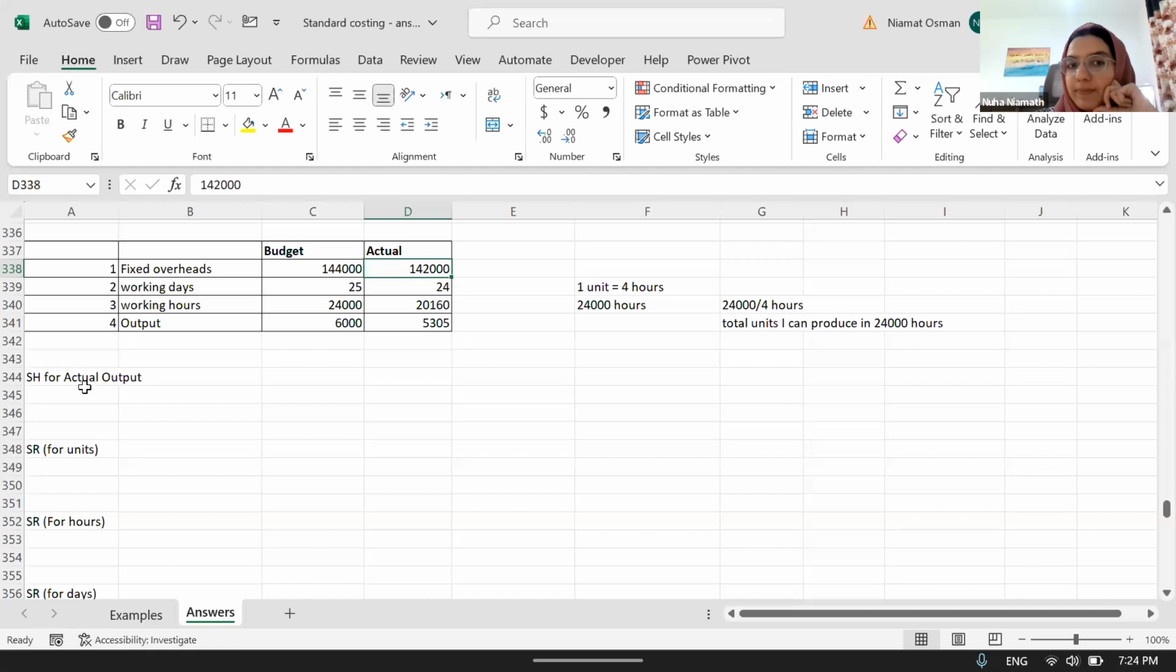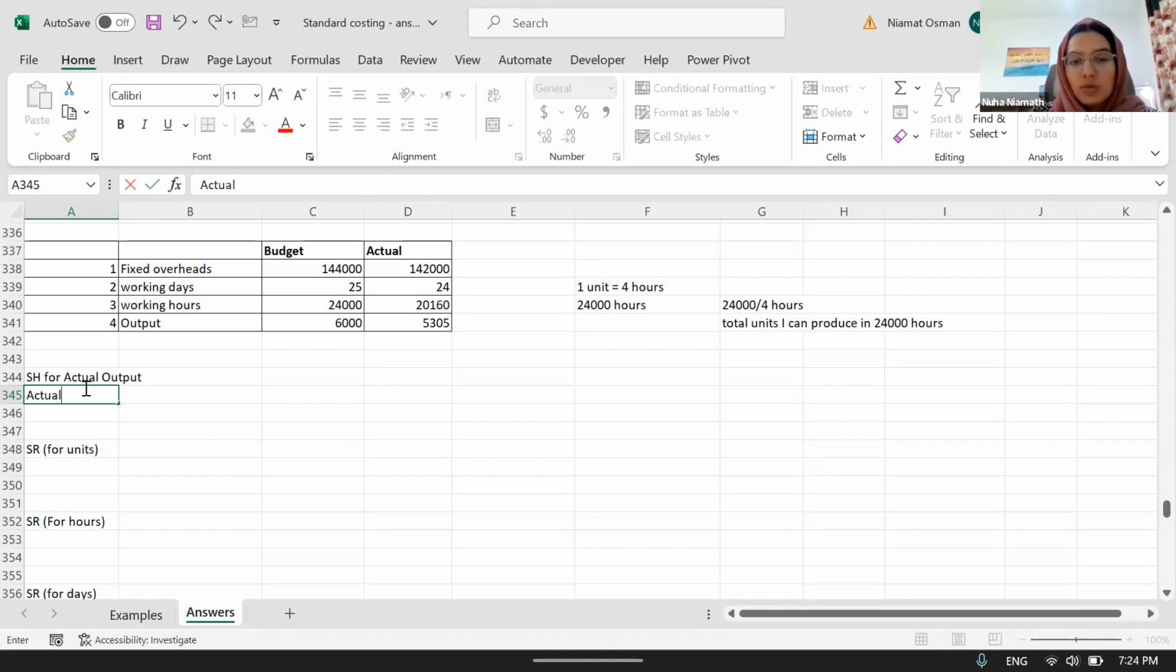Can somebody tell me? Absorbed, correct. Correct, Neetu. So we need our absorbed cost. And again, here, what is there? We have both hours and output. We can calculate again on the basis of hours as well as on the basis of output. So let's do that. Let's get a practice of that as well. The first thing we'll do is calculate our standard hours for actual output.